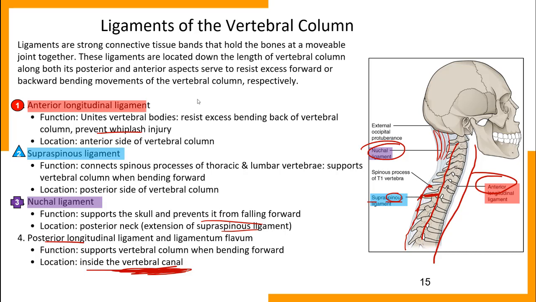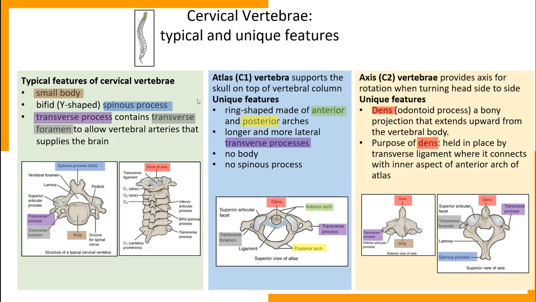The next thing we're going to look at is the different features of the vertebrae in the different locations. So we're going to start from the top and work our way down. The first set of vertebrae at the top of the vertebral column is the cervical vertebrae. What you have over here are the typical features of the 7 cervical vertebrae, and then the unique features of the first cervical vertebra, which is also called the atlas, and the second cervical vertebra, which is also called the axis. But let's go through this.